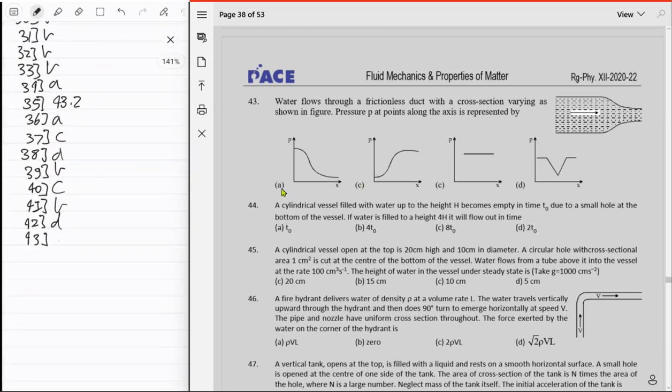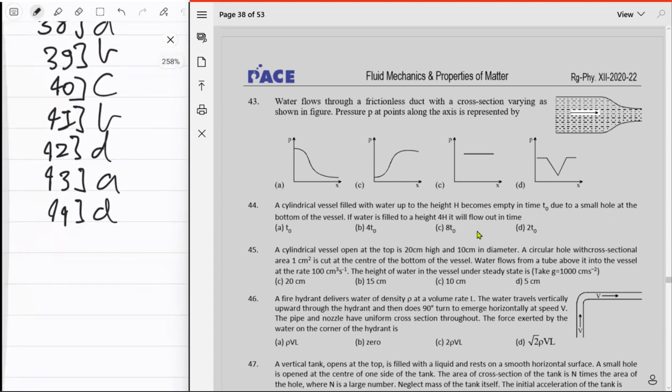Next question. 44. A cylindrical vessel filled with water up to height h becomes empty in time t naught due to a small hole at the bottom of the vessel. If the water is filled up to height 4h, it will, oh yeah, it's square root of h, right? Supposed to do that. So, 2 times t naught. Cool, which is D. It's D, not A.